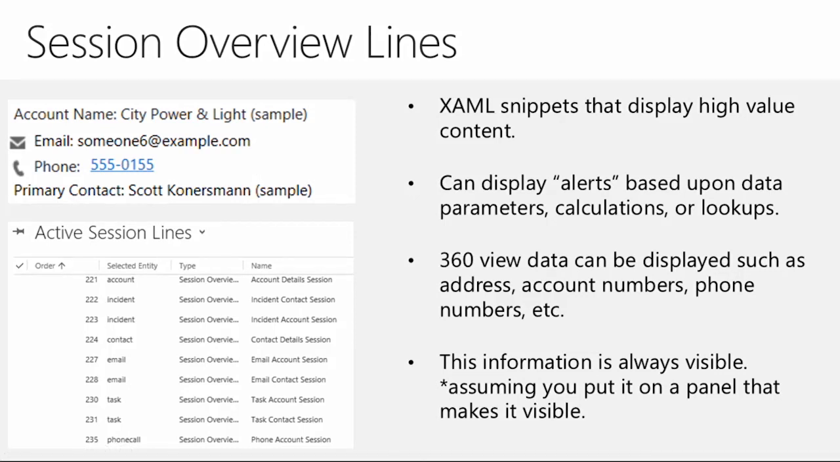So what a session overview line allows me to do is to get that true 360-degree view of the customer itself. And this is what typically displays over on the left-hand side. It's really just XAML snippets that are evaluated in a specific order, and based upon that order, it determines what to display. If you think about how we did navigation rules, session lines are kind of the same type of situation. Each session line has a number associated with it and an entity associated with it. It evaluates the properties to determine whether or not it should be displayed in the application, and if so, it just pops up and displays inside that session overview line.